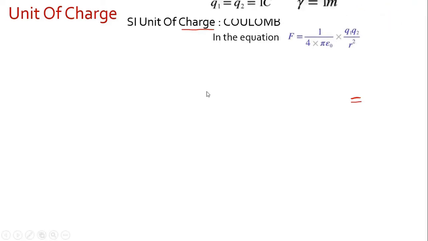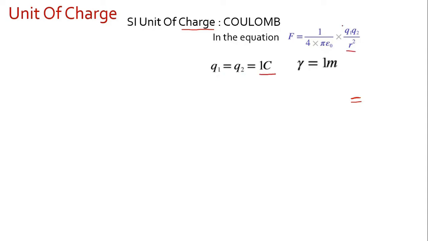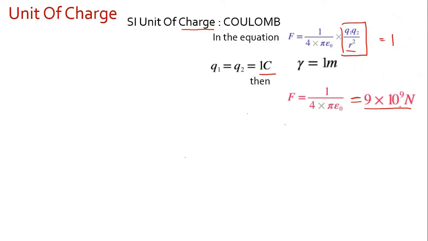For that, in the basic equation, F equals 1 upon 4 pi epsilon naught Q1 Q2 by R square. In this equation, if you put the charges Q1 and Q2 as 1 Coulomb and the distance as 1 meter, this term becomes 1. So we are left with F equals 1 upon 4 pi epsilon naught, which is 9 into 10 to the power 9 Newton. This is a constant value for the force when the two charges are of magnitude 1 Coulomb and are separated by a distance of 1 meter.